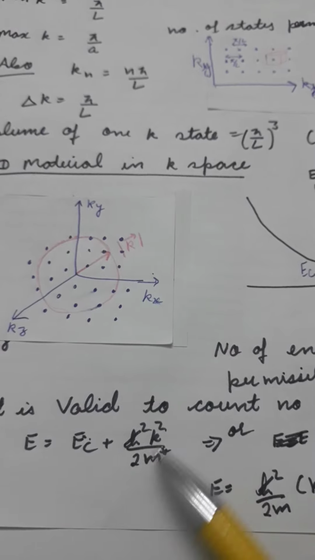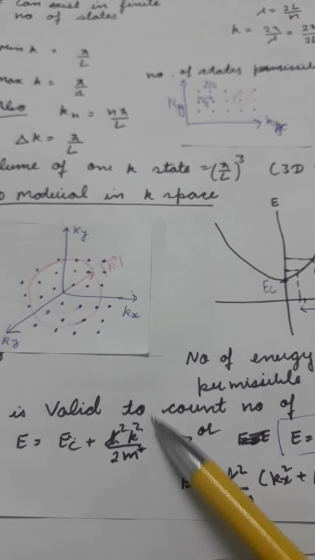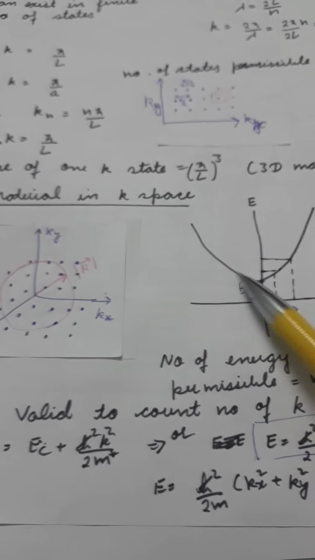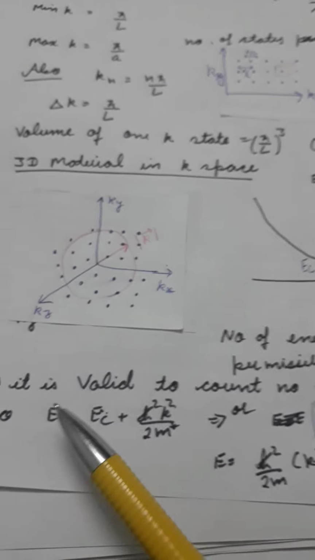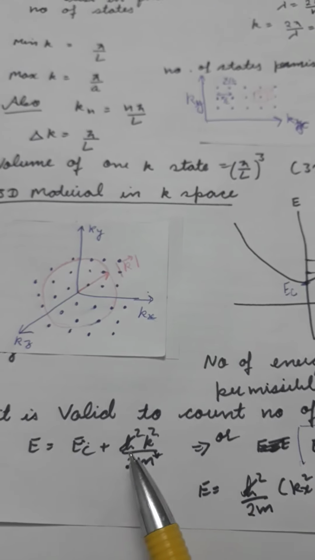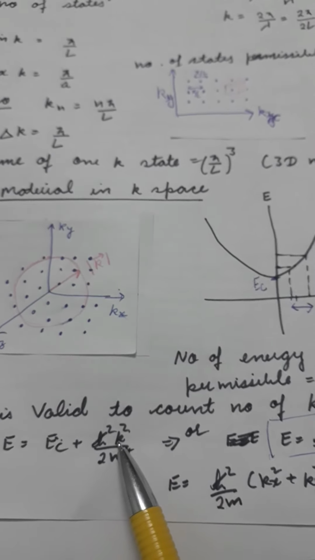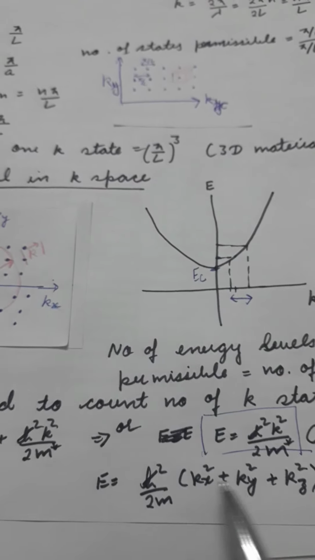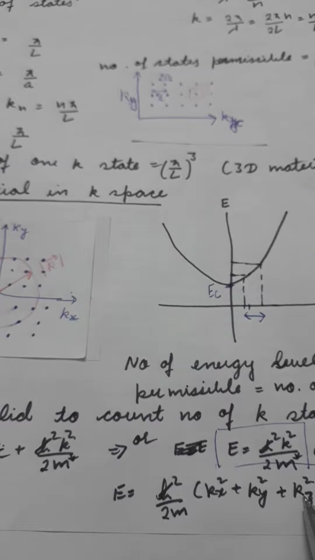by h bar squared k squared upon 2m, and because it is an equation of a parabola, that is why it is a parabola here. So from here we can find out the value of k. Okay. And also, what else does it mean? It means that k is actually composed of three components, kx, ky and kz. So we can write it as kx squared plus ky squared plus kz squared.